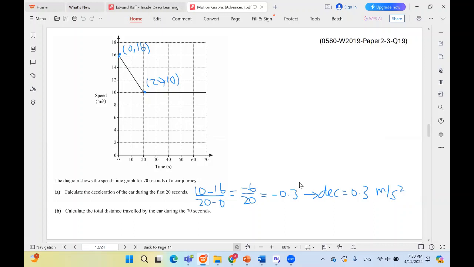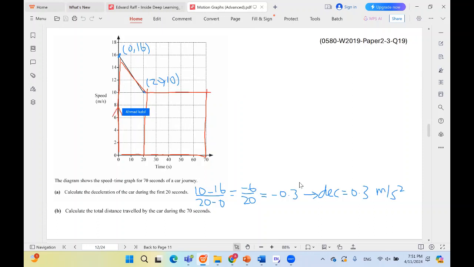Calculate the total distance traveled by the car during the 70 seconds. So now we need to get the area under the graph. Here we can divide it into two shapes. The first shape would be this trapezium here. And the second shape would be a rectangle.